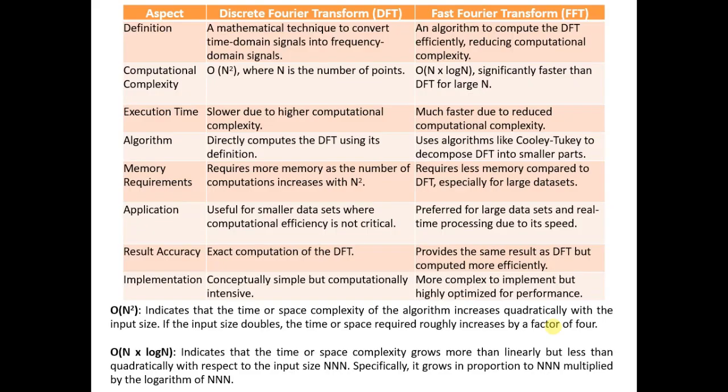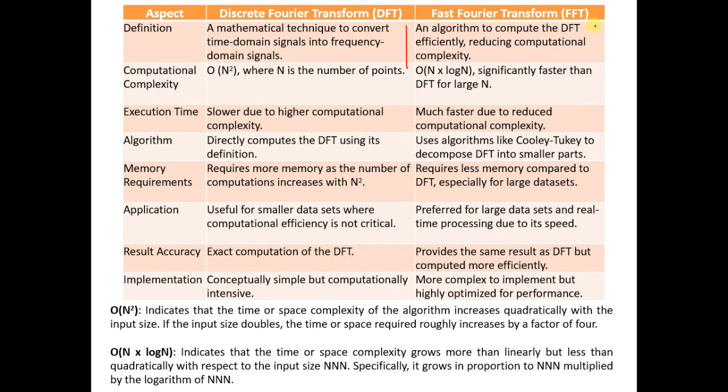Okay. Now, what are the differences between the discrete Fourier transform and the fast Fourier transform? Both of them, as I told you, the fast Fourier transform is basically an algorithm to implement DFT. So then why are we calling it the fast Fourier transform? As the name suggests, the computational complexity of the fast Fourier transform is lower than the DFT. Okay. So if you look into the definition, for the DFT it is a mathematical technique to convert time domain signals into frequency domain signals. Okay, that we have discussed in our last class.